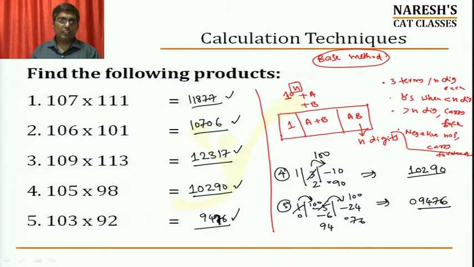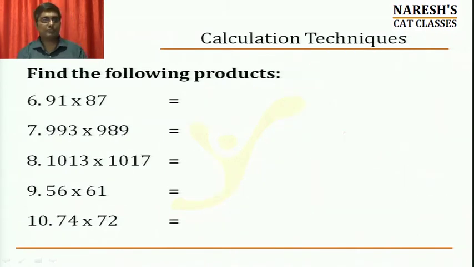Right. Now we'll move on to the next set of questions. We have done the first 5 questions. Let's quickly move on to the next set. Look at this. Again, sixth is fairly easy. Sixth is again a set of numbers which are close to 100 only. Try to do 6, 7 and 8.